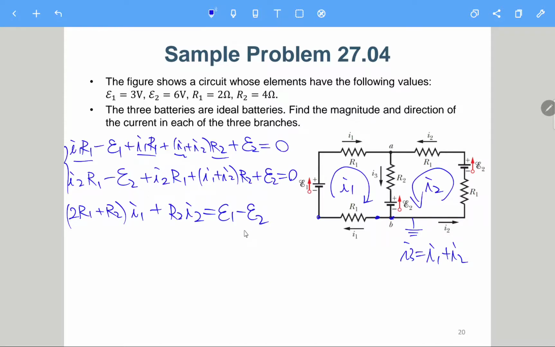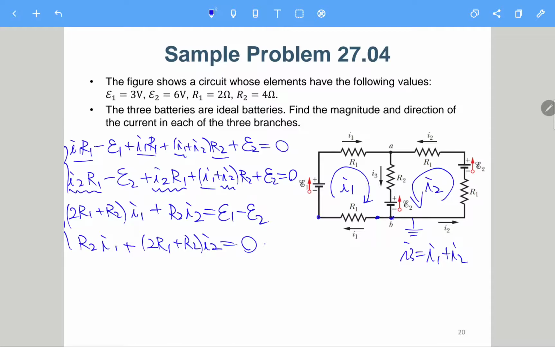So this is the first one, and then for the second one we have I1 R2. So we have R2 I1 for this term. And then for I2, we have 2 I2 R1. And then we also have I2 R2. So we have plus 2 R1 plus R2 times I2, like this. And then we also move these two terms over. Actually, this is E2 minus E2, so it is nothing but 0.